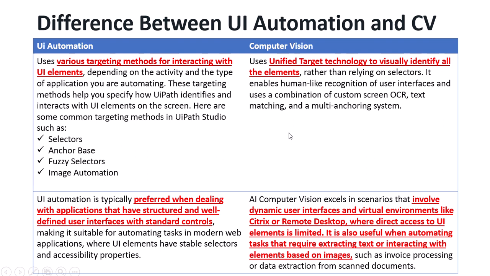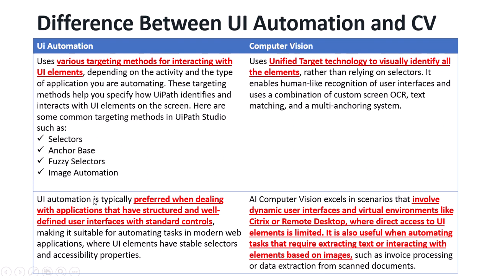It is only using a smart anchor based activity to recognize any elements. Otherwise, there is no targeting technology required here. It has a very unified technology to identify any element, which is its OCR, its neural network engine, and its multi-anchor system or smart anchor system, which we are seeing, right? So it is more like a human recognized technique on the computer vision side.